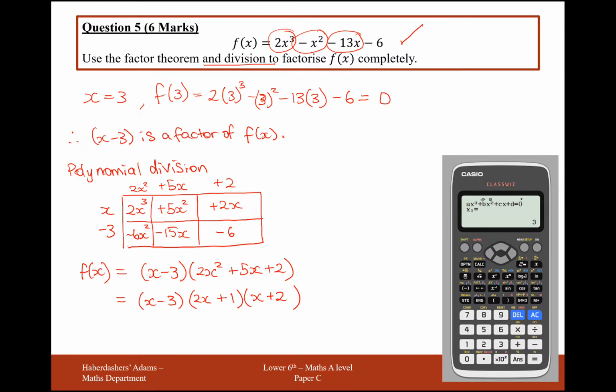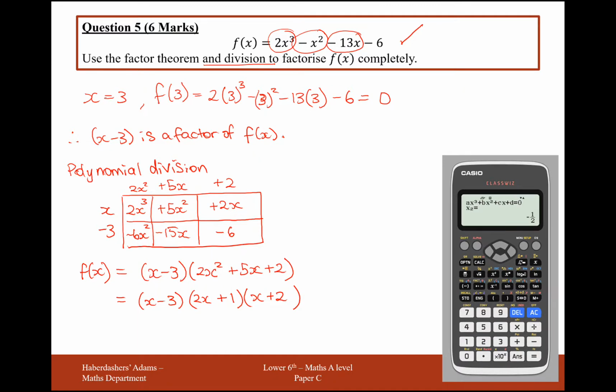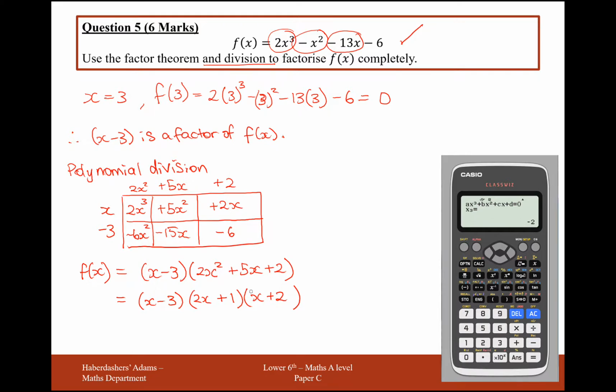Now I can just double check this on my calculator by continuing to press that equals button. Press it again and I get minus a half. That corresponds to what I've got here. Perfect. Press equals again and I get x equals minus 2, which is exactly what I'd expect to get there. Perfect. What a great question. 6 marks for that.